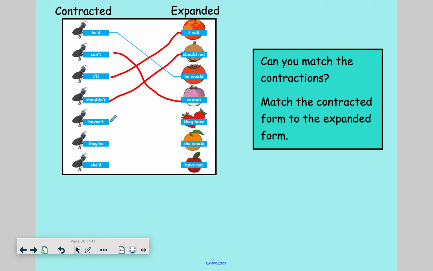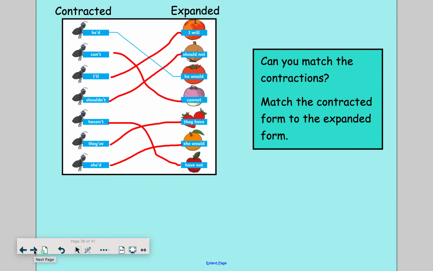There you go. I haven't got a penny on me. I haven't got a penny. I have not got a penny on me. They've becomes they have. That's quite a meaty contraction because they've knocked off the H and the A. And she'd, I mean, talk about knocking out a load of letters. She'd was she would. So she'd have come to the party if she'd been invited, but she wasn't. Which was a shame.